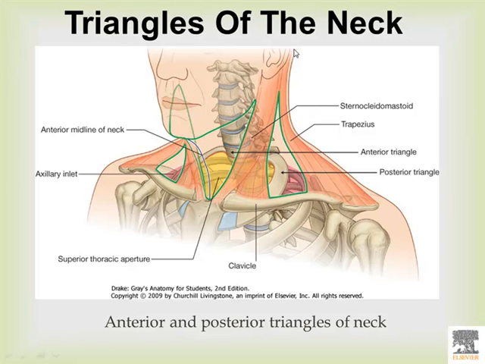Yeah, while it lasted. Now let's look at the triangles of the neck. Obviously there are 3 triangles of the neck. We talked about one already. What triangle did we talk about already? The suboccipital triangle on the back of the neck. Yes, now there are 2 more triangles, an anterior triangle and a posterior triangle. And the boundaries of these triangles are shown in this figure.